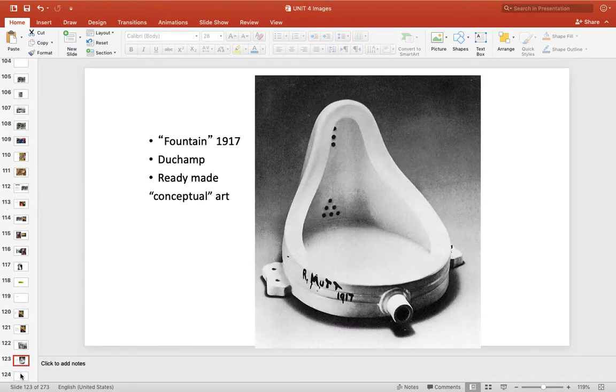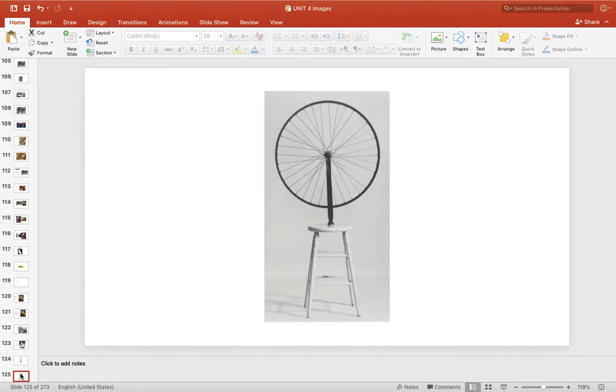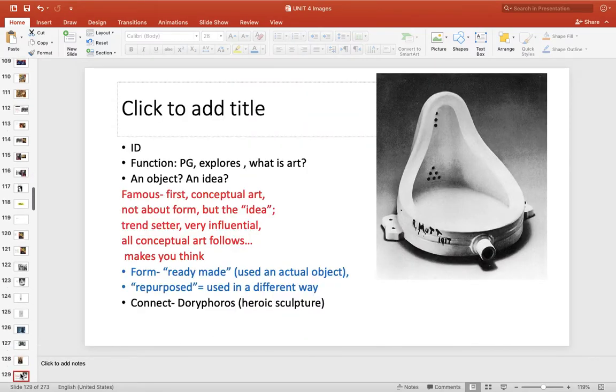Fountain, we did a lot on this. There's the broken arm, Dada, Fountain. World War I is ridiculous. Everybody dies for no reason. So what's going on here?